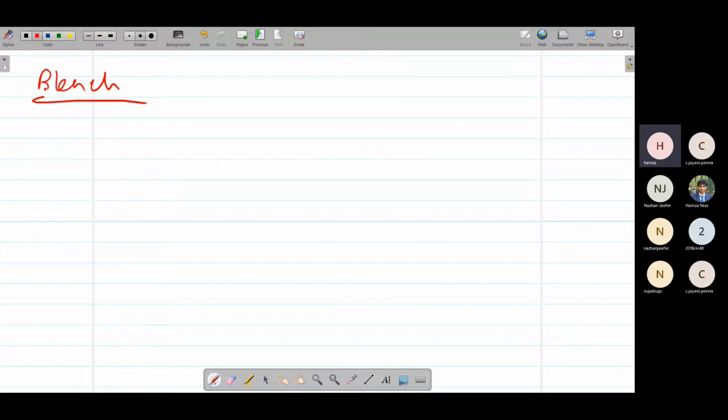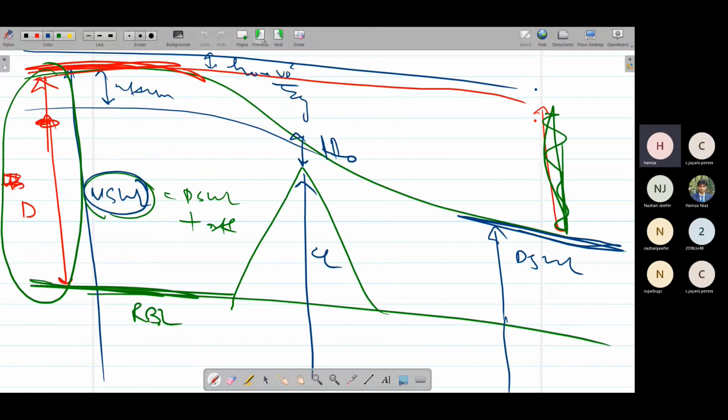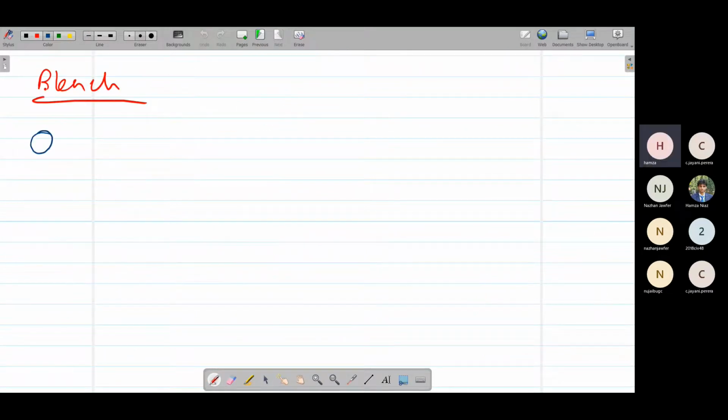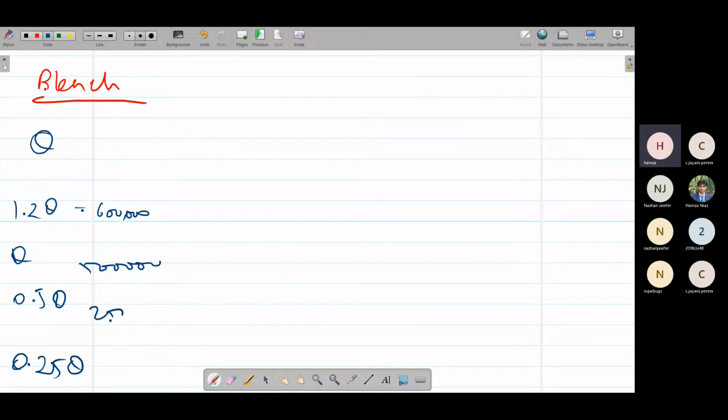First, we have different Q values. For example, we have 1.2 Q, Q, 0.5 Q, 0.25 Q. Or simply, these are 600,000, 500,000, 250,000 and 125,000. So these are the discharge values.